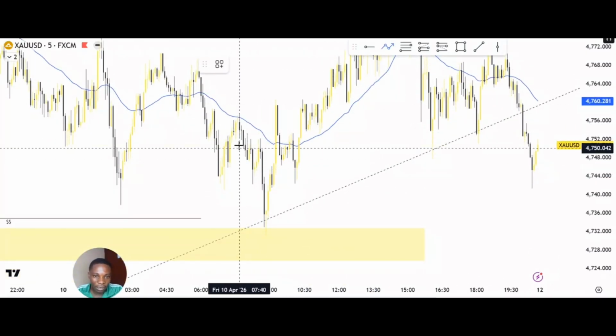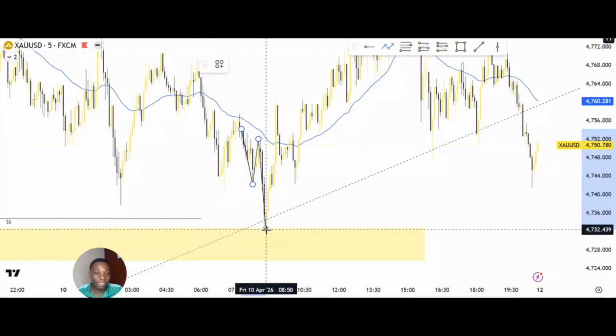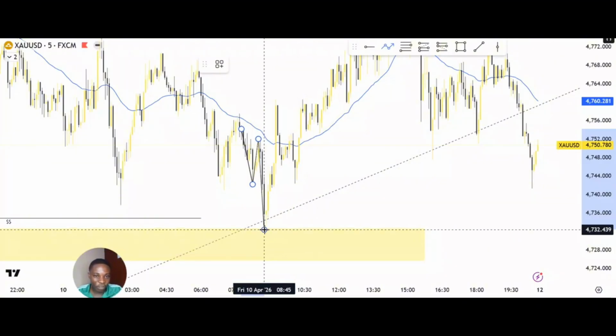So this is what price did. As soon as we were tapped in, I was just following market structure. When price breaks structure, I have to just follow it. Because we said that when market breaks structure, it symbolizes continuation. We spoke about this in the market structure video.